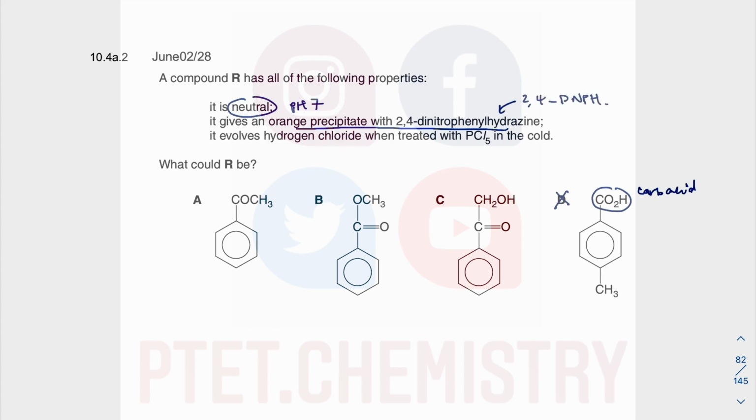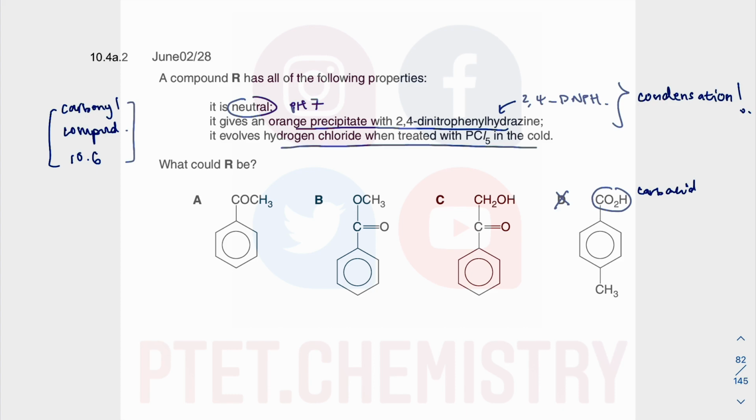In hindsight, this question is probably best after you have done carbonyl compounds, which is a later section, like 10.6 in my category. I should have just left it in there instead of putting it in here. But anyway, there are bits and pieces in here that are related to alcohol. So this formation of orange PPT with 2,4-DNPH is actually a condensation reaction. So you can find that out when you reach the carbonyl compound chemistry. It evolves HCl when you treat it with PCl5 in the cold. You don't even need heating or reflux because this is very reactive.